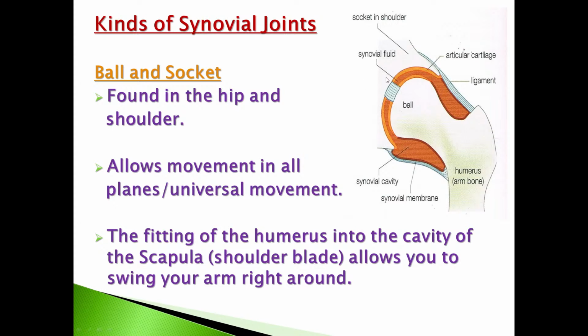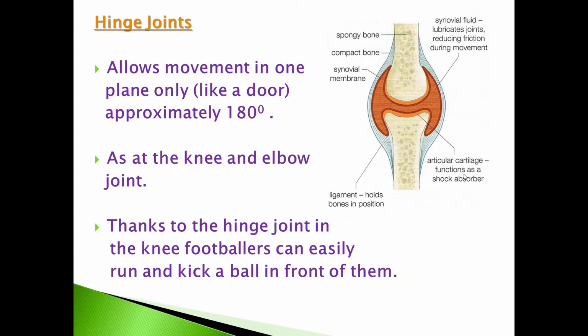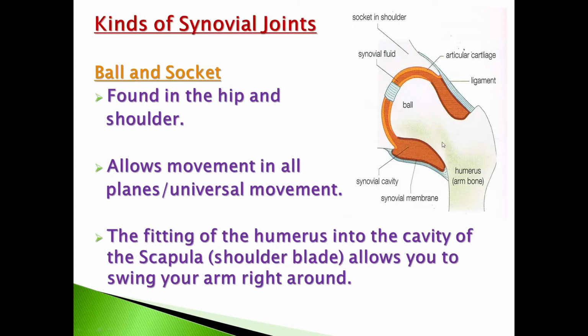It is a flat bone that you can feel around the back, at the upper section of your back. And this bone, as you can see, the end of it is shaped like a ball, and that is the end of the bone called the humerus. The humerus is that large bone between your elbow and your shoulder. So that is why it is known as a ball and socket joint: the end of the humerus is shaped like a ball, and the end of the scapula is shaped like a socket. Hence, it is called a ball and socket joint.